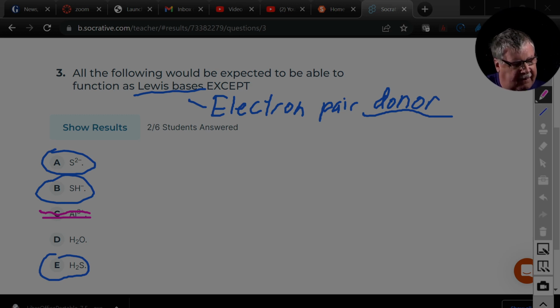This is what you can think about with problems such as this. Just remember, what is a Lewis acid and what is a Lewis base? A Lewis acid is an electron pair acceptor. A Lewis base is an electron pair donor. If something's an electron pair acceptor, it's going to have a positive charge. So of this list, aluminum would definitely be the strongest Lewis acid. Water is a decent Lewis base as well, but hydrogen sulfide's even better because the sulfur has a lower electronegativity.